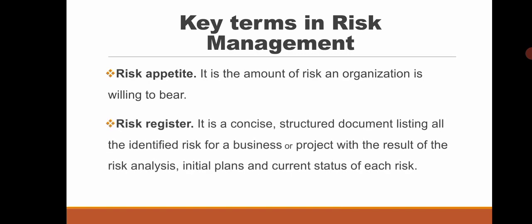We also have what we call the risk register. The risk register is a document, concise and structured, that lists all the risks that have been identified for a business project. The result of the risk analysis is identified as well, the initial plans are also identified, and then the current status of that project. These are all listed in that document, and it helps to update the project manager on the status of each risk and the chances of the risk happening. So the risk register needs to be updated regularly in order to inform managers what to do next.